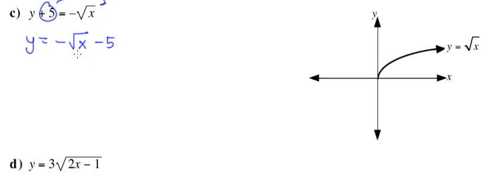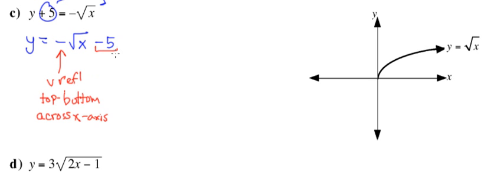So here, our two transformations are, we have a vertical reflection, also known as a top-to-bottom reflection. Top to bottom is what I was going for. And you can also say that's a reflection across the x-axis. And this is a vertical translation 5 units down.